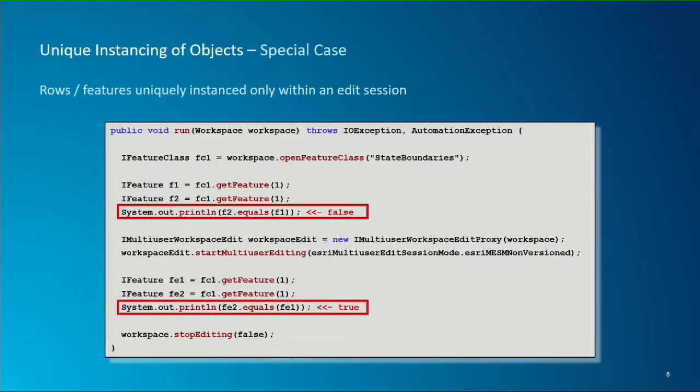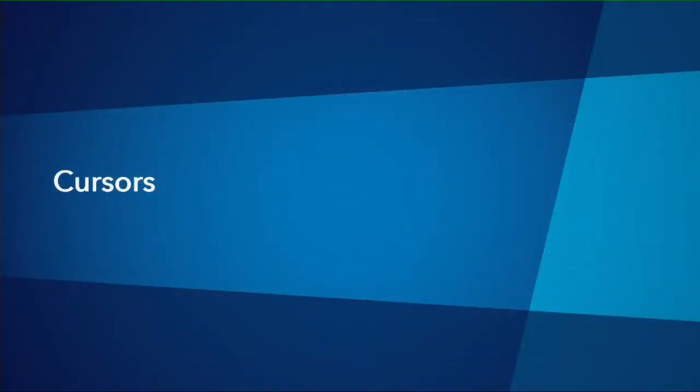Okay. However, down below, we do start multi-user editing on the workspace itself. So we do start an edit session, a non-versioned edit session. And here, if we run the same sequence of operations against the feature class to ask for the feature object with object ID 1, they actually are the same instance. Okay, so this is a very simple example showing the difference, using the same APIs, as to whether you are within or external to an edit session, okay? Important point to keep in mind.